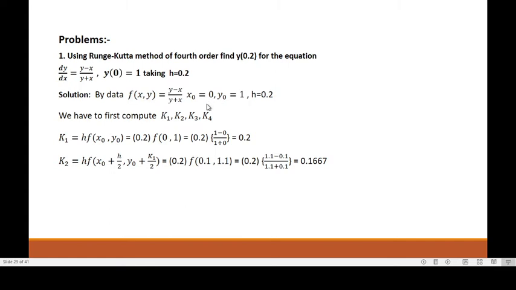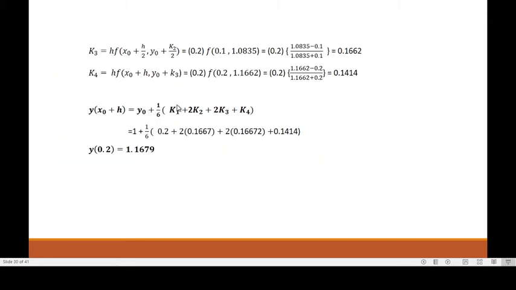Then, considering the step 1 values as the initial values, we have to calculate y at x is equal to 0.2. Okay, so if h value is 0.1, we have to calculate the same problem at two stages. Since here h is 0.2, you will get the value of y at x is equal to 0.2 in the single step only.